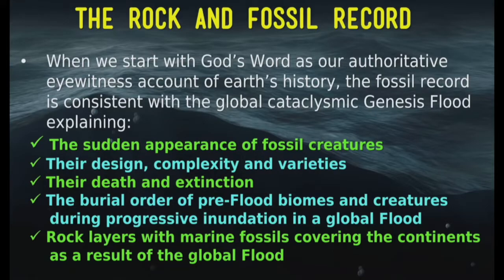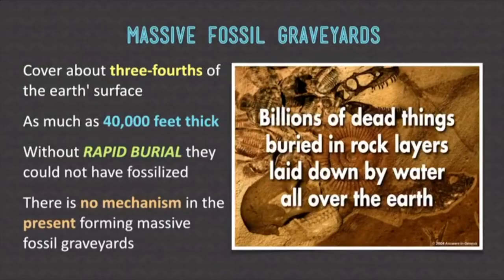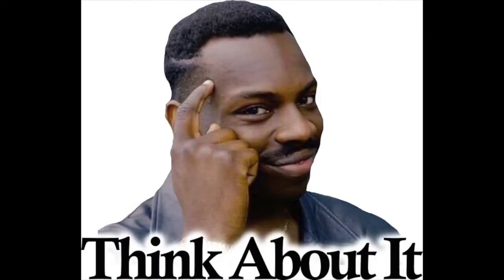This is why we see the fossil record laid out like it is, with bottom-dwelling ocean life on the bottom and higher land animals on top. This is why we also find fossilized trilobite trails in layers supposedly millions of years older than the actual trilobite that made the trail. Let that sink in for a moment.